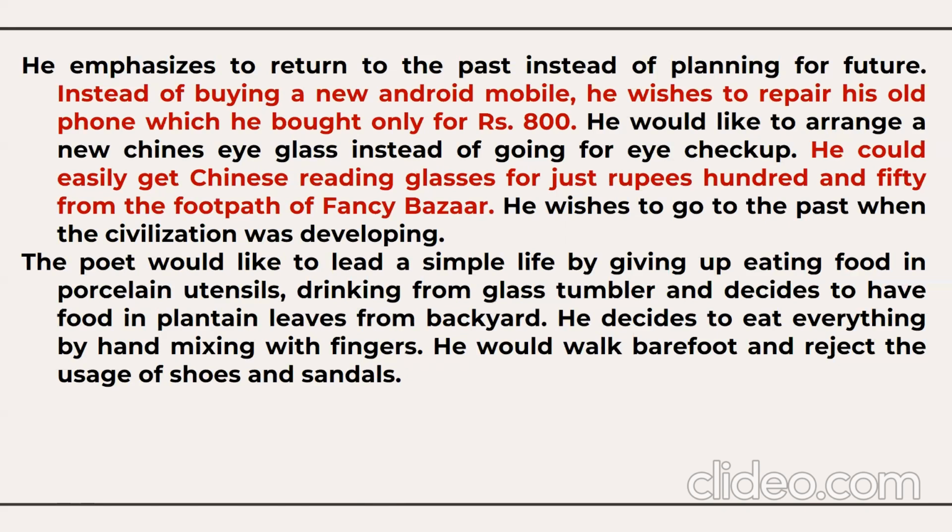The poet would like to lead a simple life by giving up eating food in porcelain utensils and drinking from a glass tumbler, and decides to have food on plantain leaves from the backyard. So he decides to eat everything by hand, mixing with fingers. He would like to walk barefoot and rejects the usage of shoes or sandals.